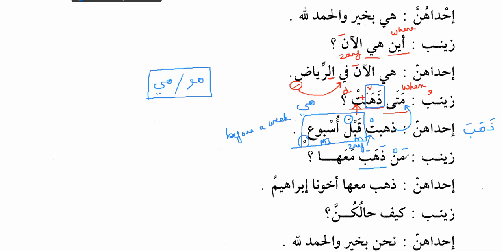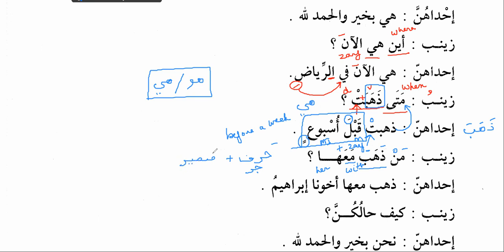Ma'aha. So what is the translation? Who went with her? Ma'a is a harf jar, so it means with, and it is joined with the damir ha, meaning her. So who went with her? In this case, this is the harf jar. So the position of the damir is anything that comes with a harf jar, and here in this case it is a damir, right?